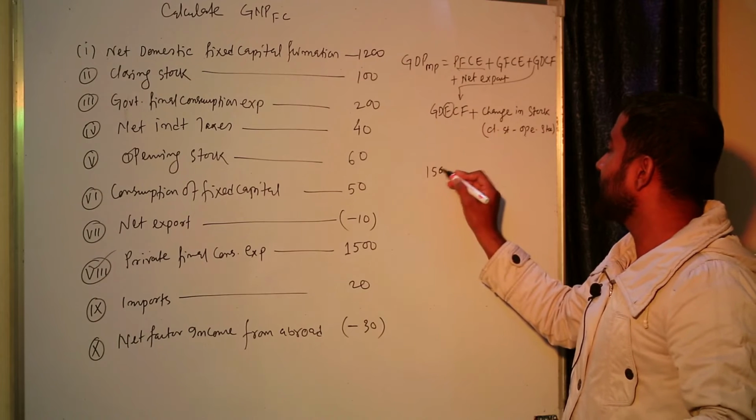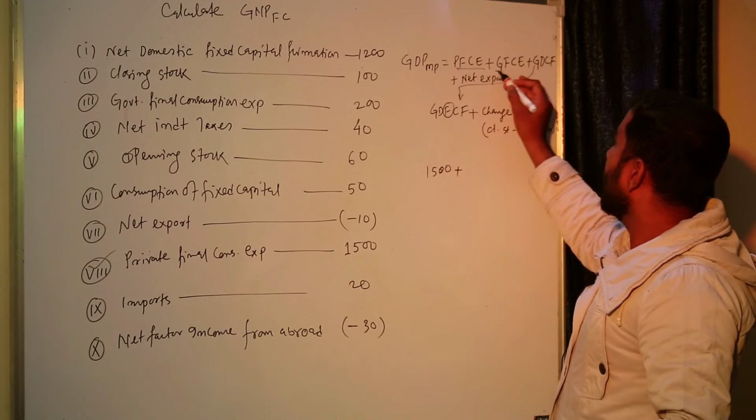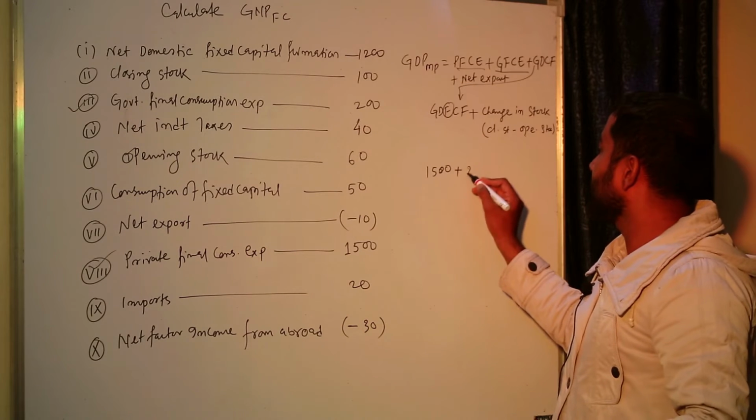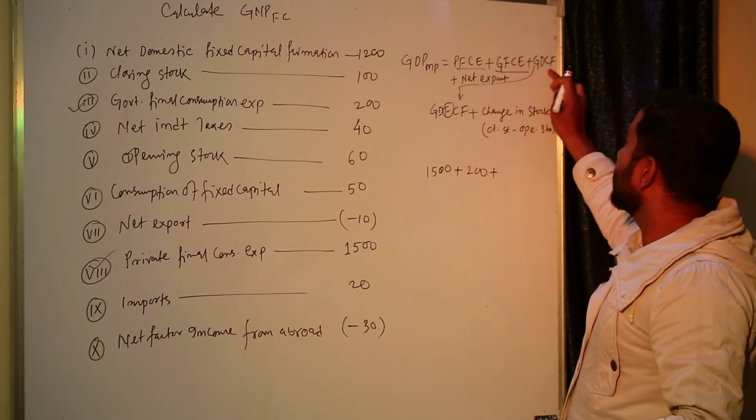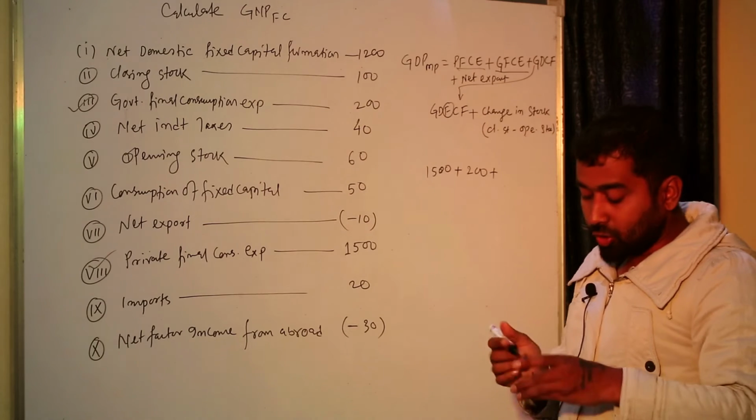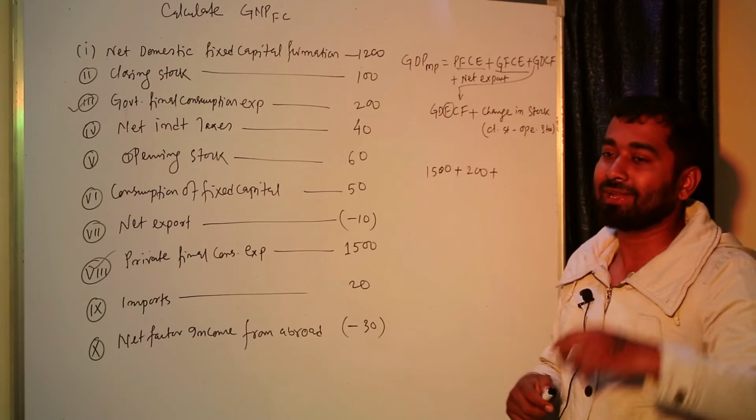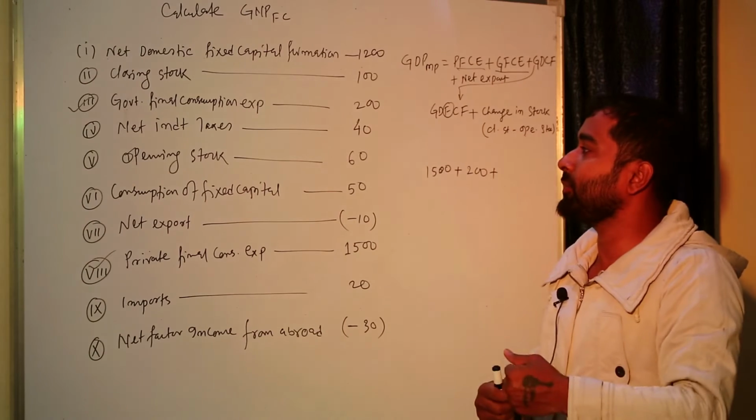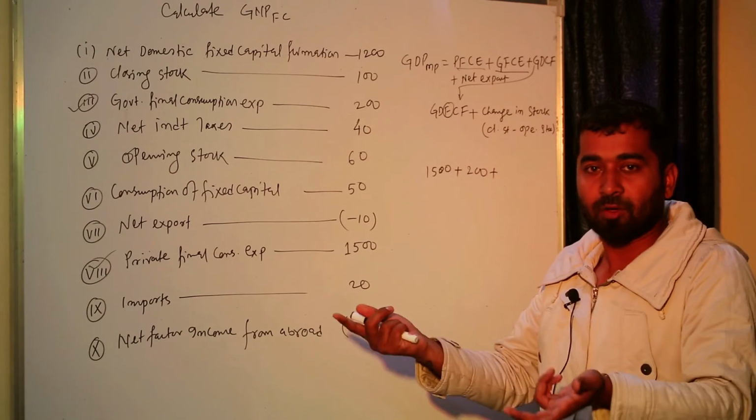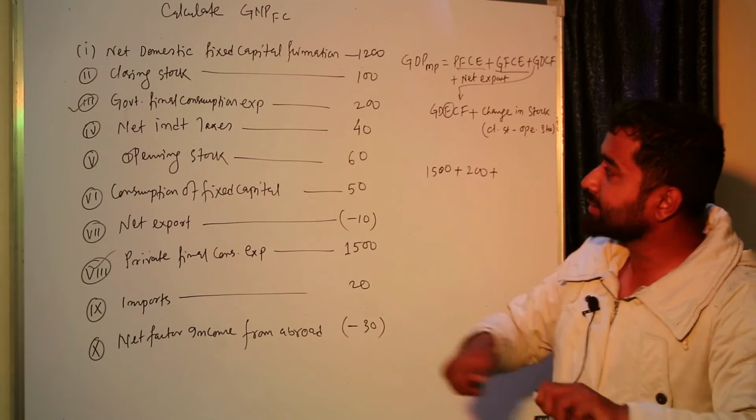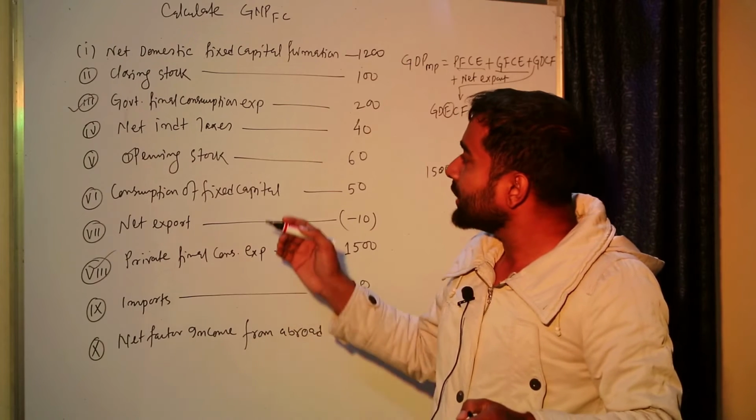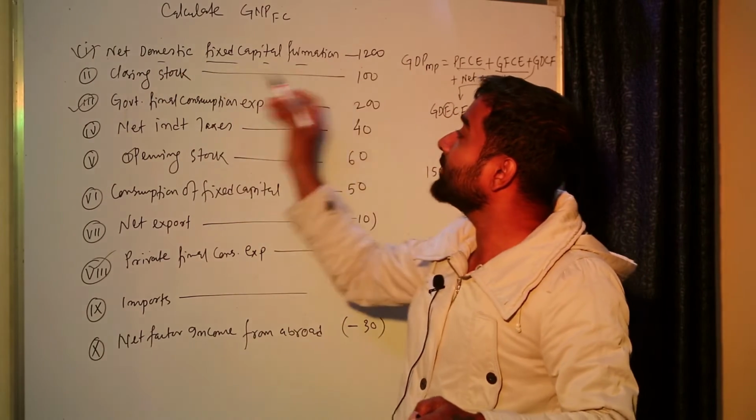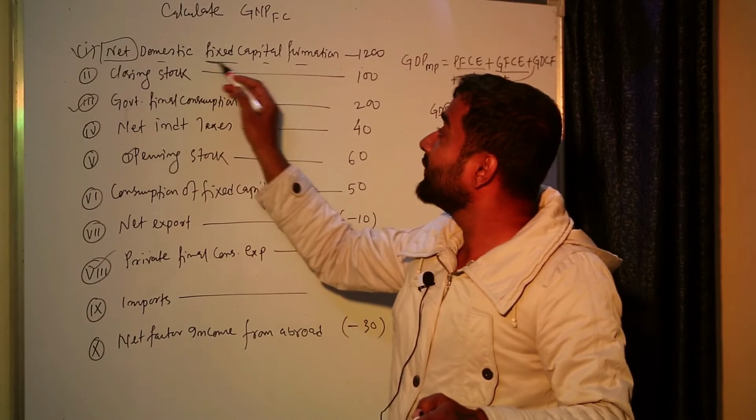So 1500 I have written. Plus government final consumption expenditure. Now find out government, yes, point number 3. So 200. Plus gross domestic capital formation. I already told you, if gross domestic capital formation is not directly given, it would be given in the form of gross domestic fixed capital formation or net domestic capital formation, like that. So here in what manner is it given, we will check. It is given, yeah, here net domestic fixed capital formation. See, net also given, fixed also given.